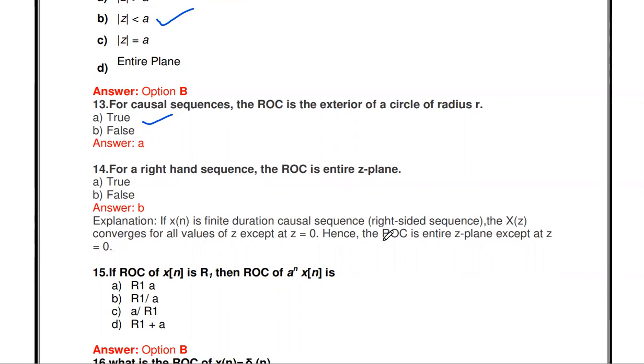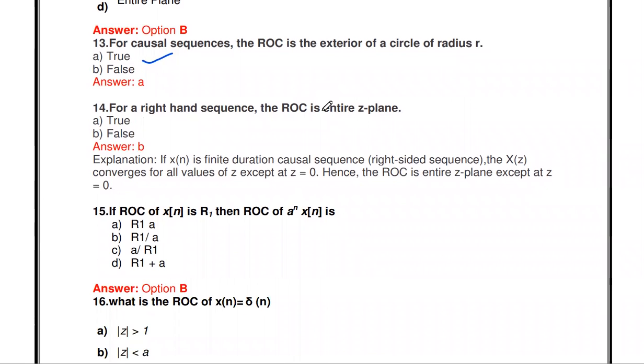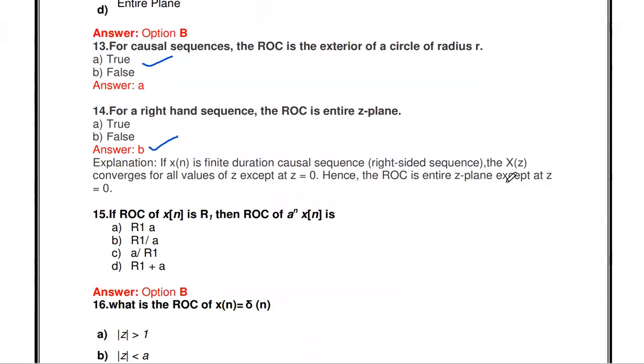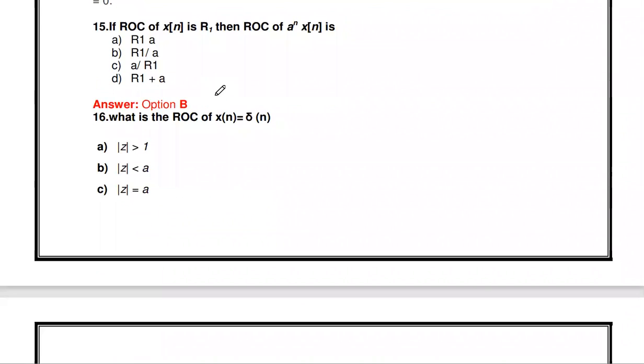Okay. For a right-handed sequence, the ROC is the entire Z plane. Okay. For a right-handed sequence, which means causal sequence, the ROC is the entire Z plane. No, it's false. For a right-handed sequence, the ROC is not the entire Z plane. Okay, that is, the exterior part of some circle. Except this one, this is the ROC. So it's false.